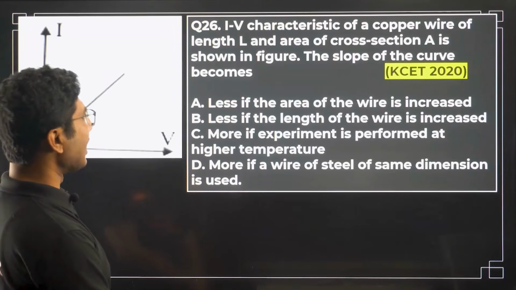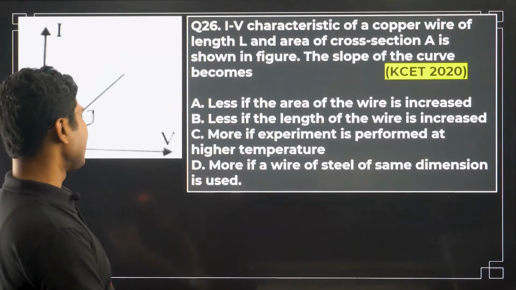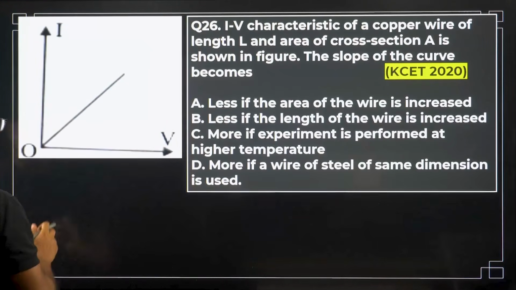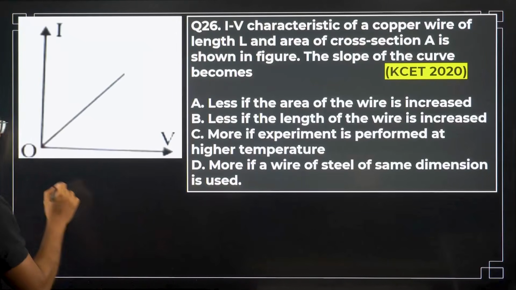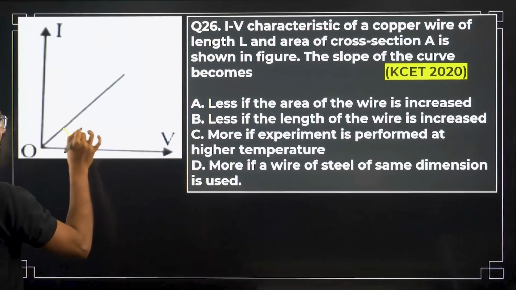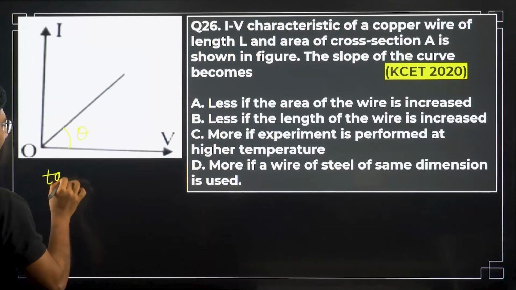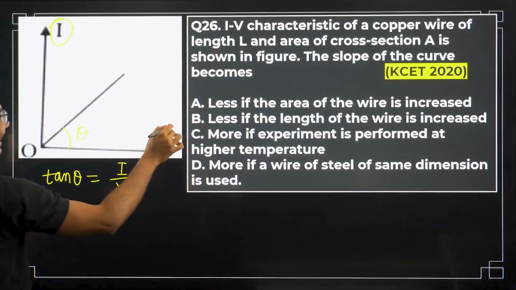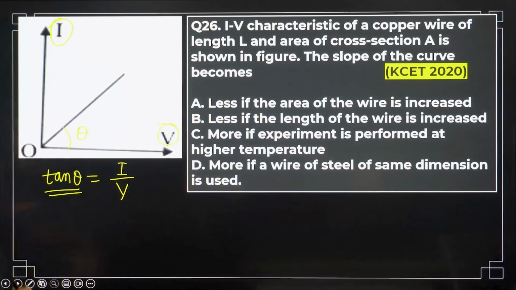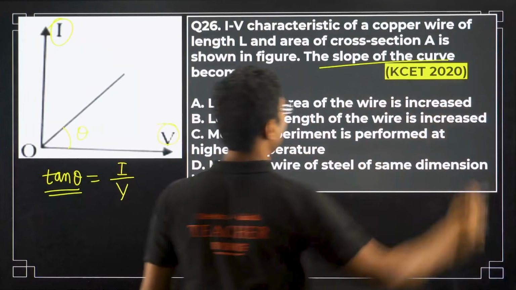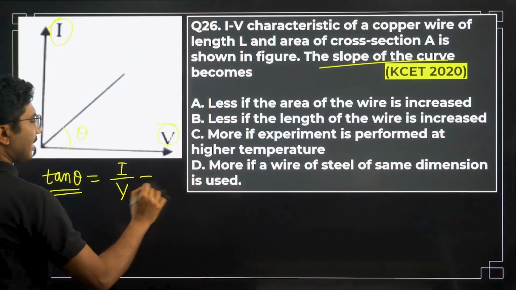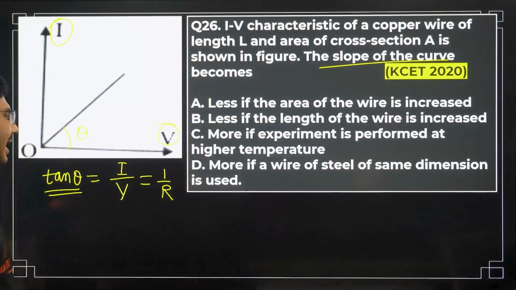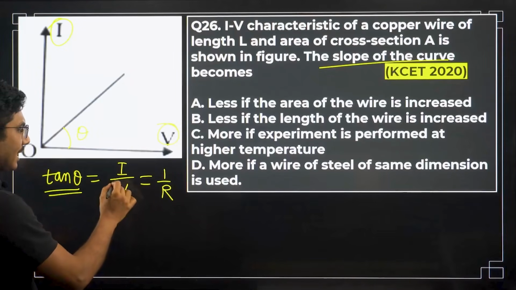Now the IV characteristics of the copper wire of length L and area of cross section A is shown in the figure. The slope of the curve becomes... so this is an I versus V graph. I versus V graph means what? We have already understood that. What is the slope? So this is theta. So slope tan theta is basically I by V, Y by X. So this is the tan theta. So this is the slope. Now slope is basically 1 by R. Slope is 1 by R. I by V means 1 by R.